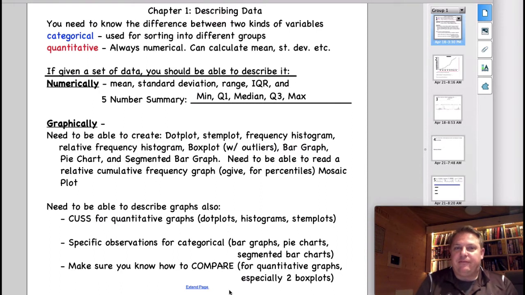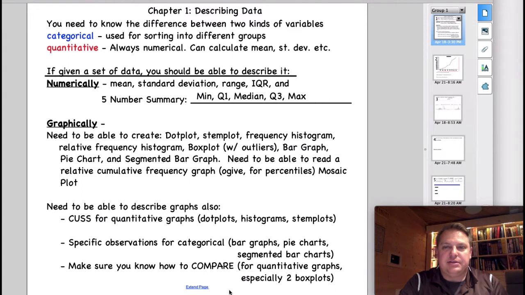The trap that people fall into is they will say things like the median of this graph is 54 while the median of this graph is 17. While is not a comparison. To be a true comparison, you need to say larger or smaller, greater than, less than, the same as, something like that.